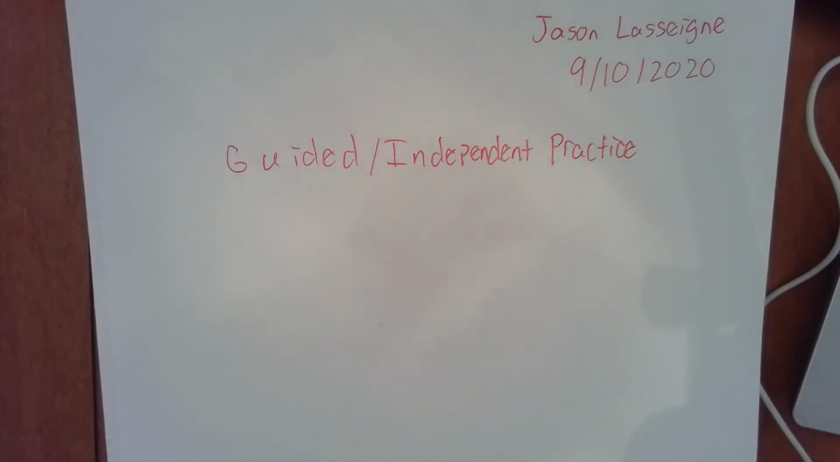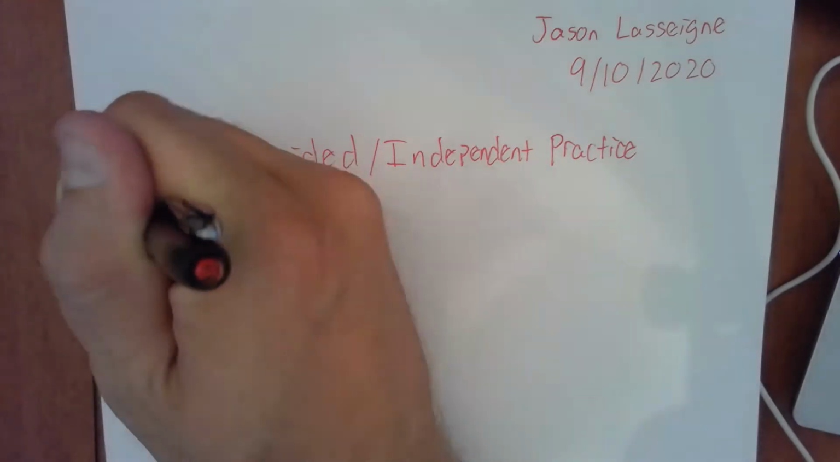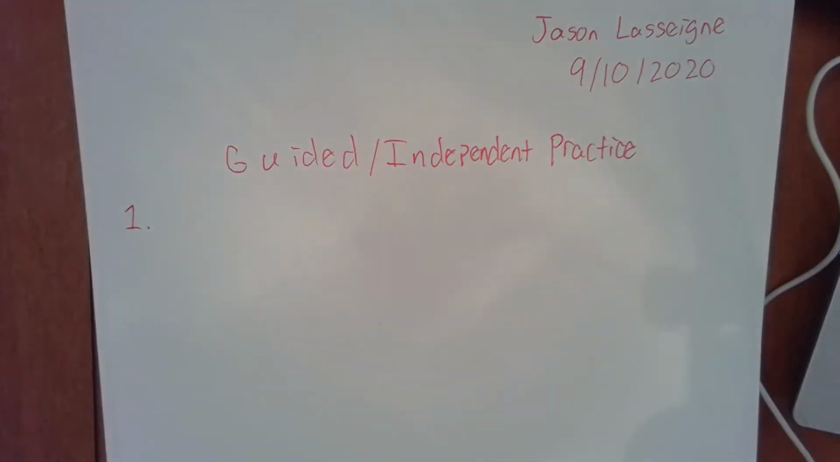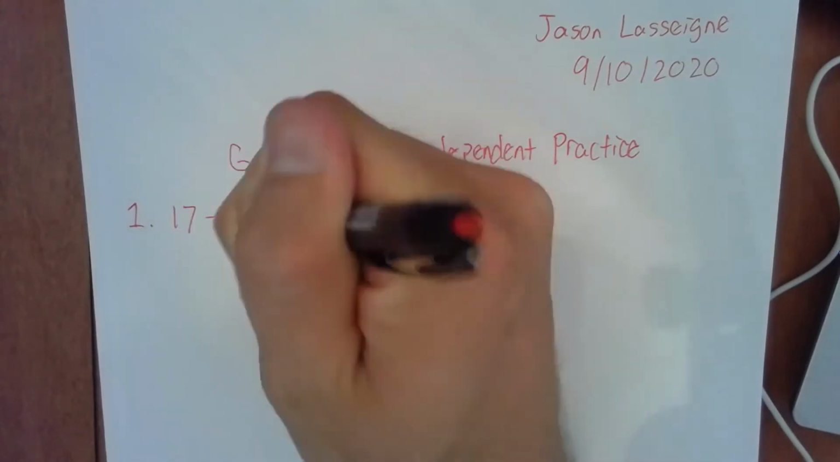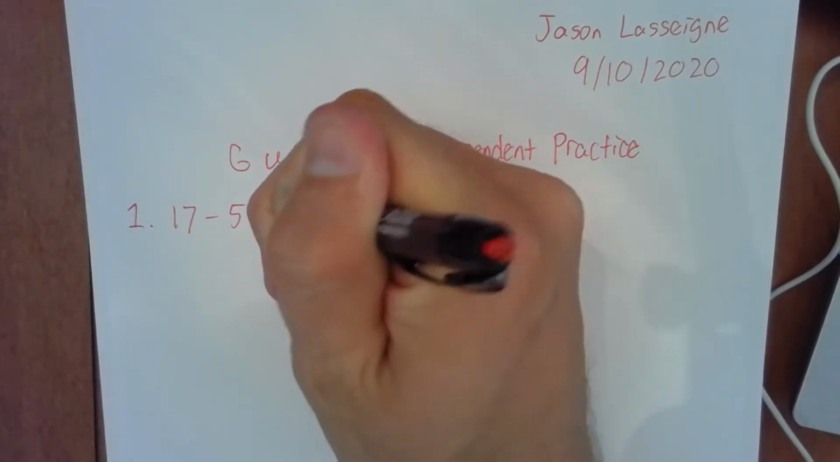So the guided practice is the odd problems on the Google slide that is in Google Classroom. Let's go ahead and get started. Number one was 17 minus 5 times 4 divided by 2.